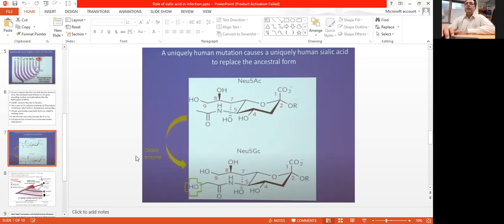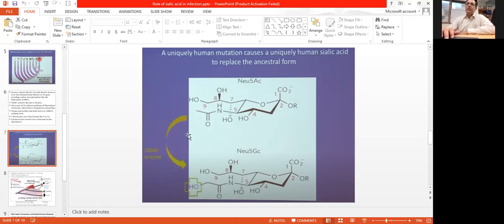So who is doing it? This particular enzyme, the CMAH enzyme, is doing it. It's doing so in chimpanzees and gorillas and other mammals. But as we talked about, in human beings this particular thing cannot happen.